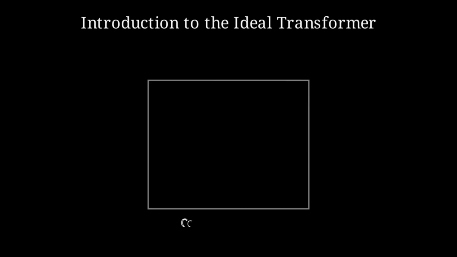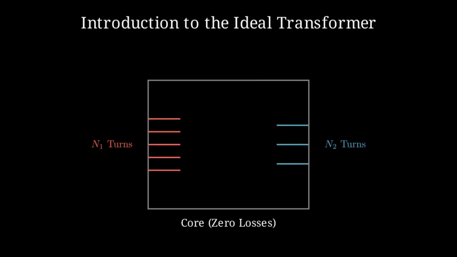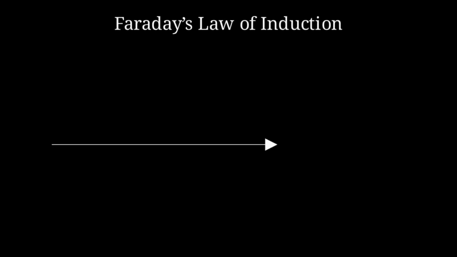An ideal transformer is a theoretical device that transfers electrical energy between circuits without energy loss. It consists of two induction coils wound around a common magnetic core, characterized by zero resistance and perfect magnetic coupling. The operation is based on Faraday's law.